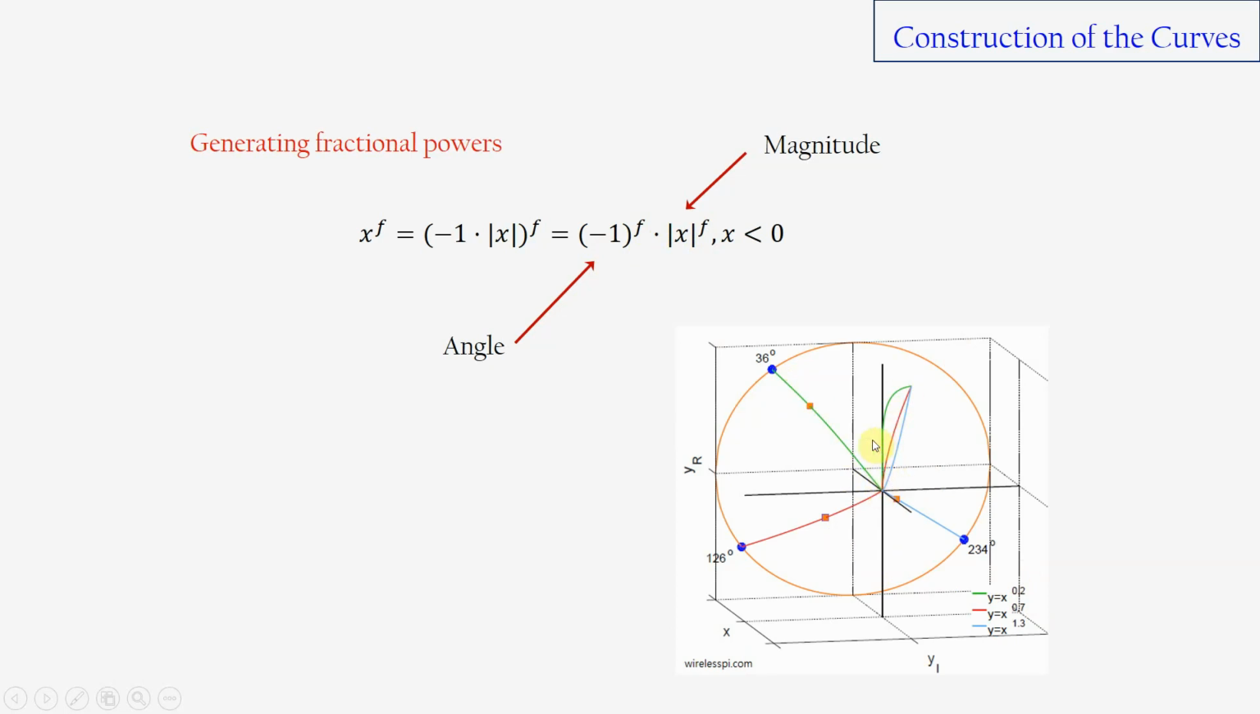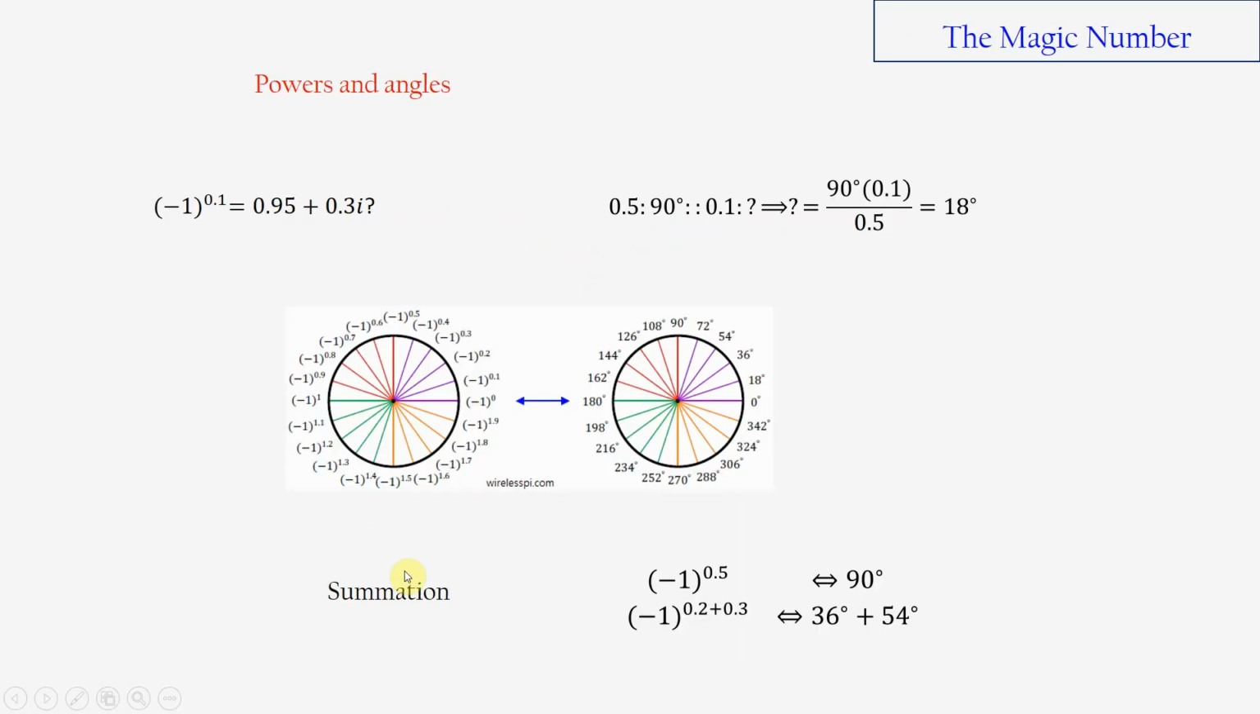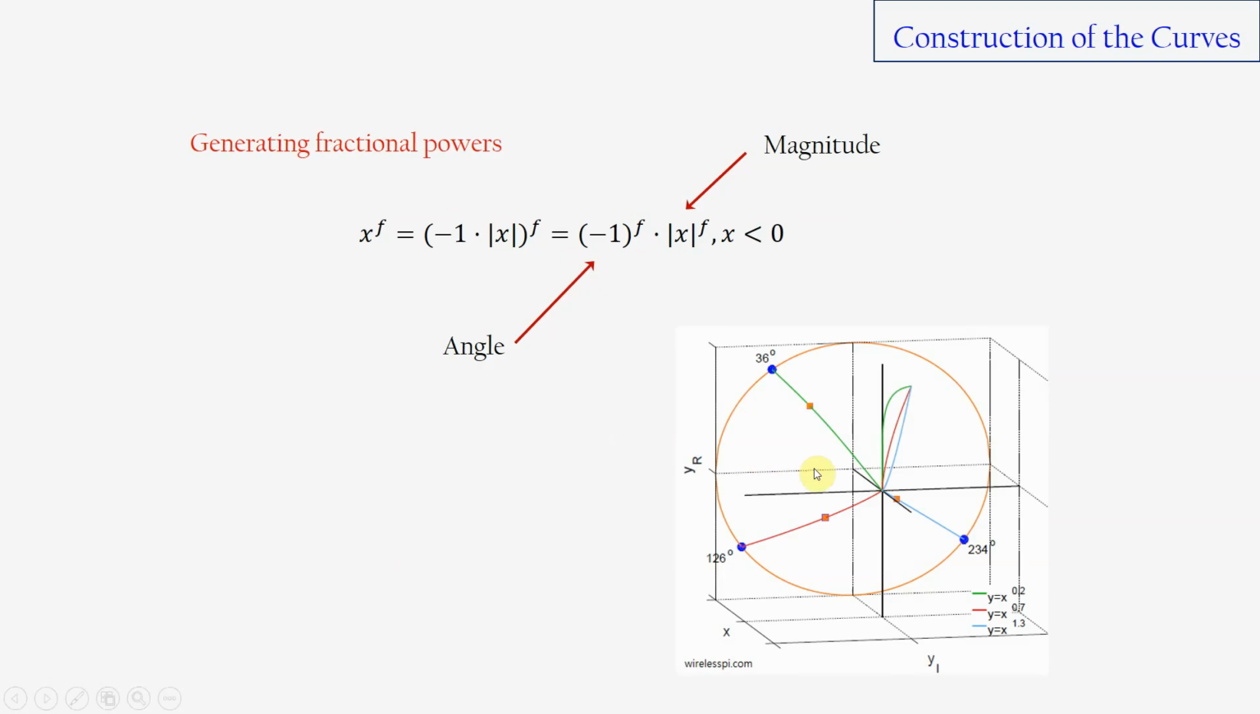But the only difference is that this curve is departing at an angle of minus 1 raised to power 0.2, which is equal to 36 degrees from the positive real line. Why 36 degrees? Because minus 1 raised to power 0.2 we have found out before is equal to 36 degrees. The same can be said about minus 1 raised to power 0.7, which is 126 degrees, and minus 1 raised to power 1.3, which is 234 degrees.